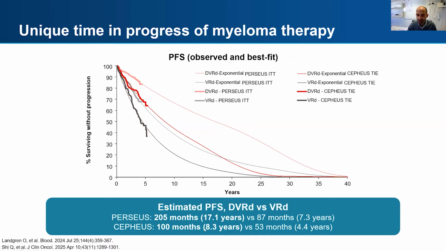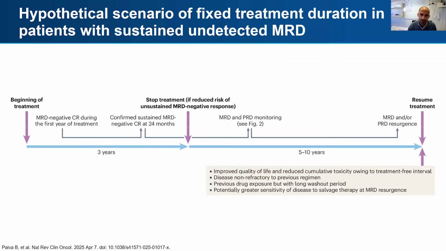And as you can see, the estimated progression-free survival with the new regimens is reaching 8 years in the ineligible patients and remarkably 17 years in those that are eligible to transplant. These are really new outcomes. And because of that, I also think we need new endpoints and new concepts.